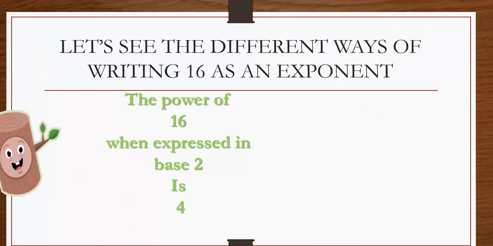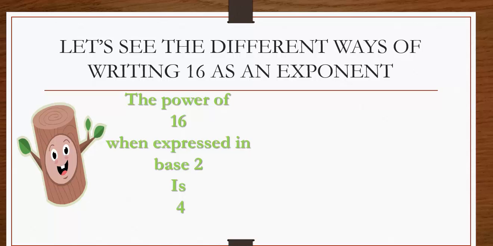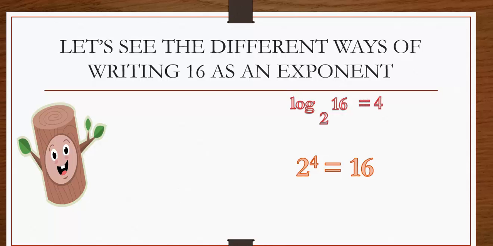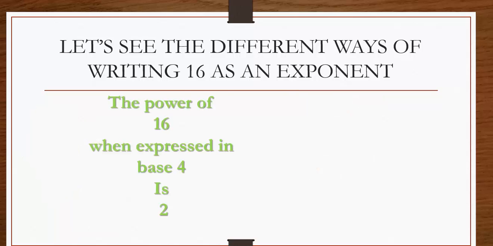Now let's bring in our friend Mr. Log. Hello. The power of 16 when expressed in base 2 is 4, and we know that in exponent form it's 2 to the power of 4 equals 16. Now how do you bring this log person in? The power of is written in mathematics as log. Yes, our Mr. Log there. Log of 16 to the base 2 is equal to 4, which means 2 to the power of 4 is 16.